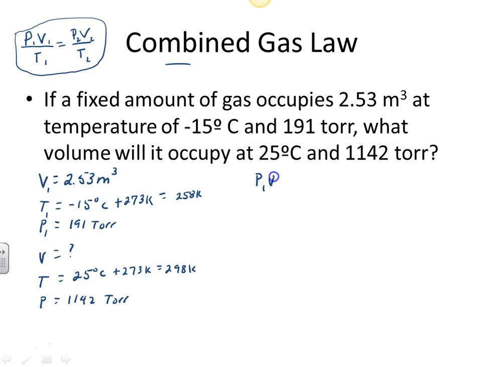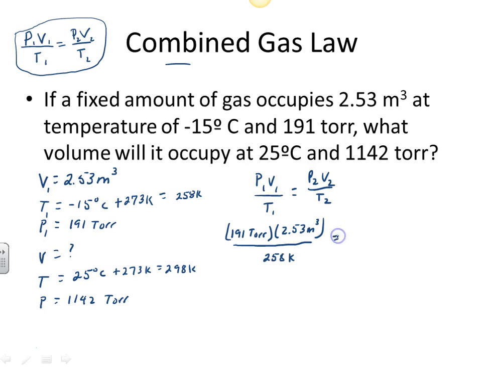So we have our equation P1V1 over T1 equals P2V2 over T2. P1 is 191 torr times V1, 2.53 cubic meters, divided by T1, 258 Kelvin. That equals P2, 1,142 torr, times V2, that's what we're solving for, divided by T2, which is 298 Kelvin.